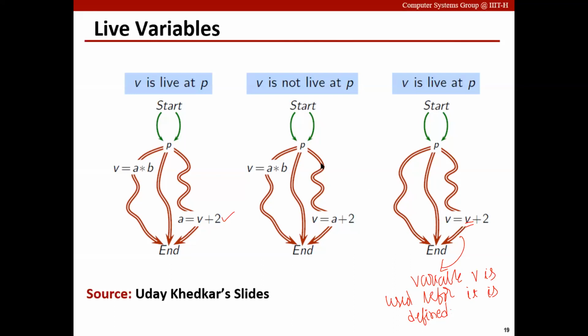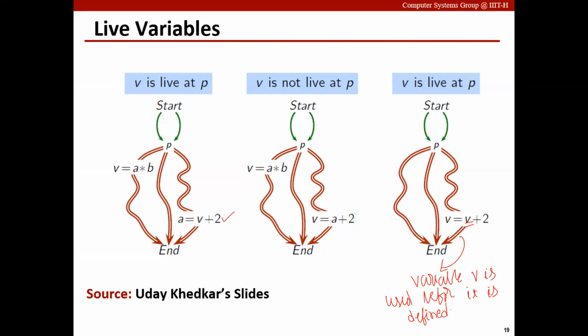And in the example in the middle, variable V is not live at the program point P because in both the paths it is occurring on the LHS. It is being defined before it is being used, if at all it is used. And in the middle path, it is not occurring either on the LHS or on the RHS.